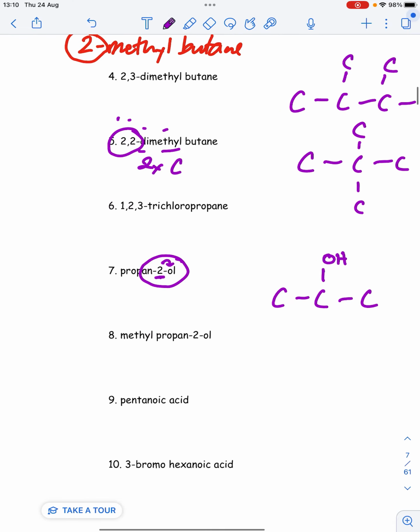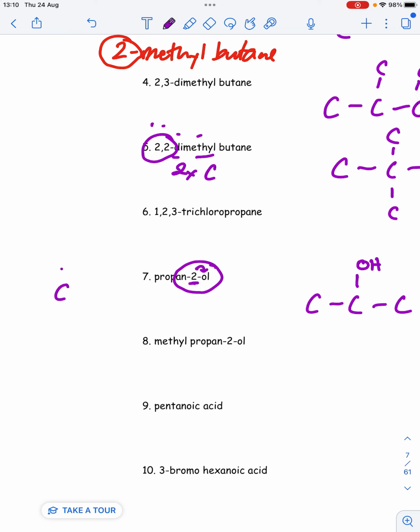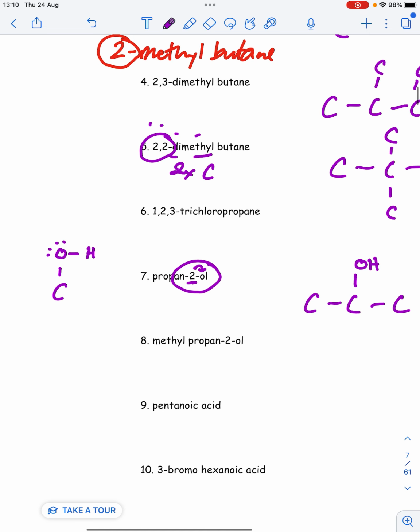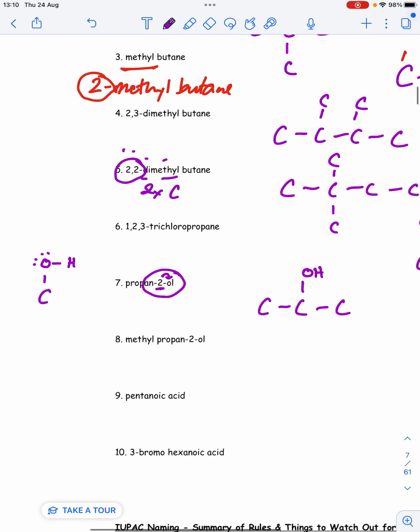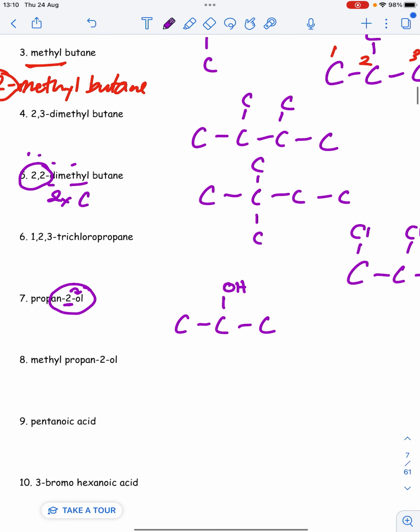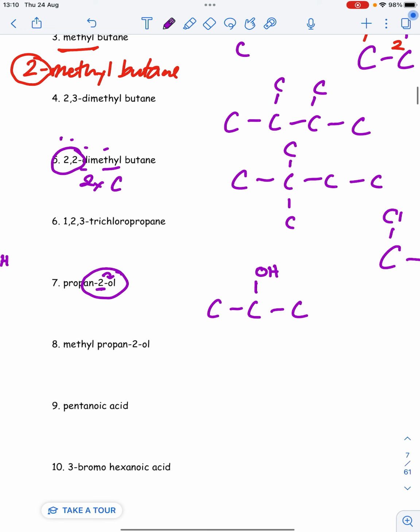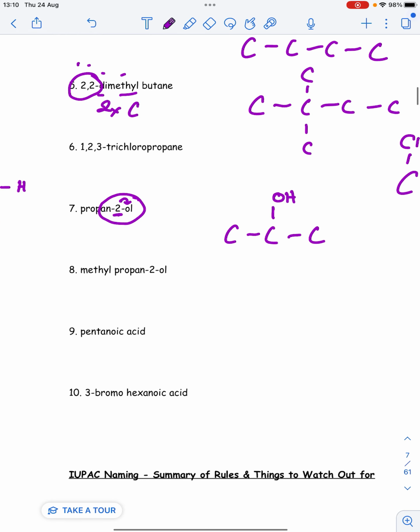Now, really, that OH, if we were drawing out all the bonds, there's a bond to O, and then there's another bond to H, and this O would have these lone pairs. But in organic, we kind of condense things down, otherwise they get a little bit too messy. So this is the way that we'll draw it in organic chemistry. So that's propan-2-ol. This is methylpropan-2-ol. So it's still propan-2-ol, but now there's a methyl. Where do methyls go? They can't go on the ends, so they branch off of the central carbon.